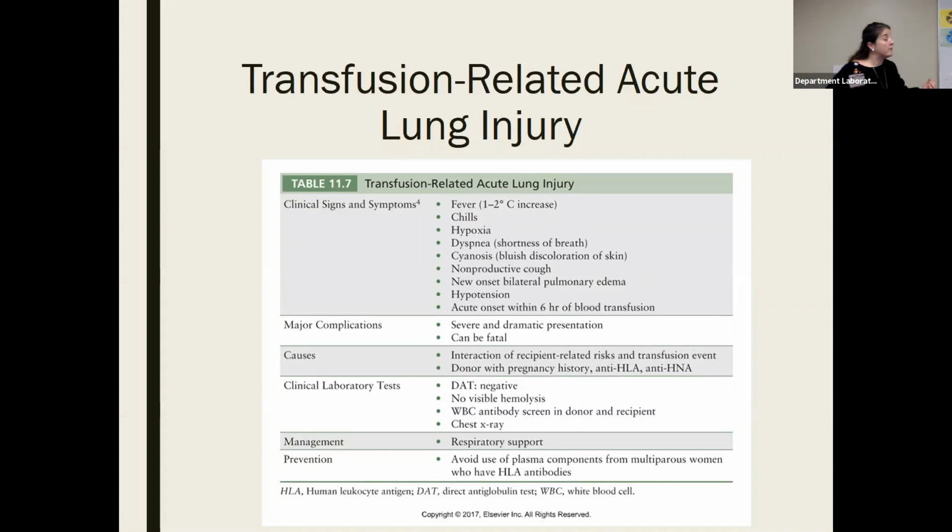What we're going to see in blood bank when we do the transfusion reaction workup: the DAT is going to be negative, because if it's HLA involved, it's not affecting our DAT. So our DAT is going to be negative. There's going to be no visual hemolysis.